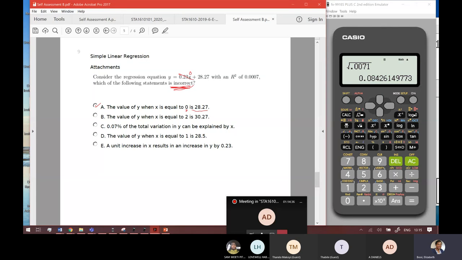If I substitute 0 there, then this disappears. Y will be equal to 28.27. That's correct, you got it. But that's not the answer we're looking for. We're looking for the one that is incorrect. So you go to the next one and do the same. You substitute the value of 2. Where you see x, you put 2.